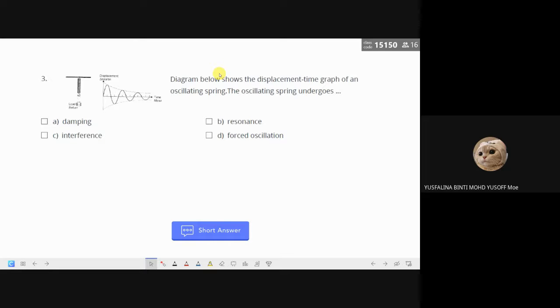Okay, so it says the diagram below shows the displacement-time graph of an oscillating spring, right? So the oscillating spring undergoes a damping oscillation. In forced oscillation, the load keeps oscillating, but here you can see the amplitude is decreasing. So this is actually a damping oscillation, so the answer is A. Resonance we haven't learned yet, but in resonance the amplitude will be the same, there will be no decrease in amplitude. So the answer should be A. This is the graph for damping oscillation. Okay, next one.